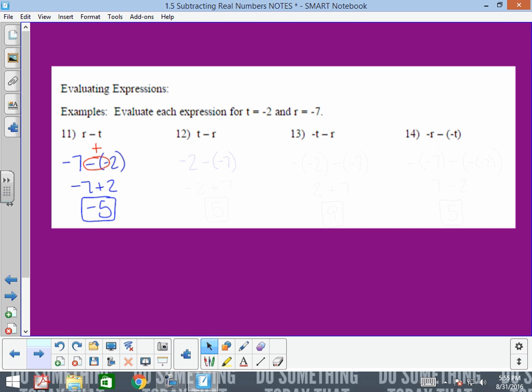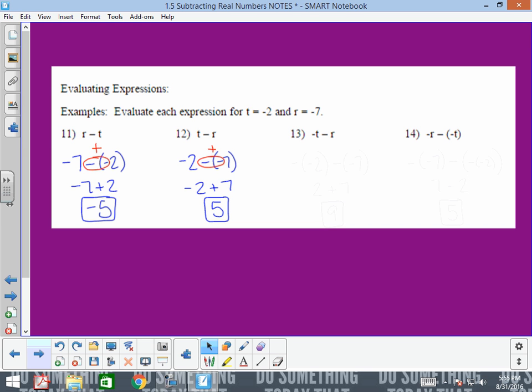All right, here we're going to do negative 2, that's t, minus, and then we have r is negative 7. Notice I put negative 7 in parentheses because it's following that minus sign. So minus a negative is a plus. You can rewrite it or you can circle it. So negative 2 plus 7 will be positive 5.